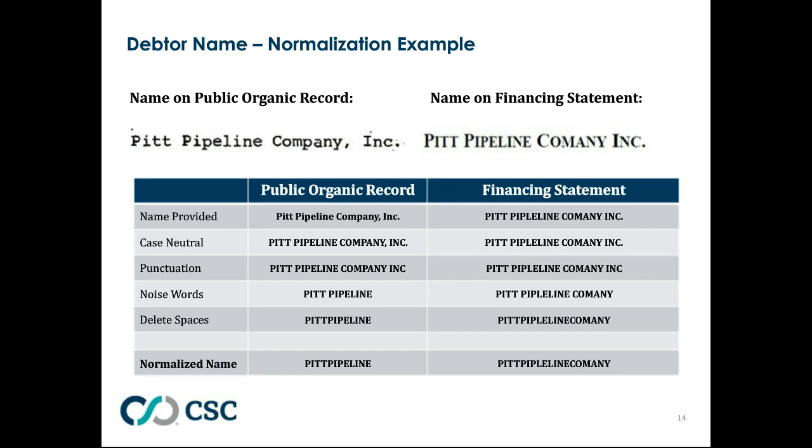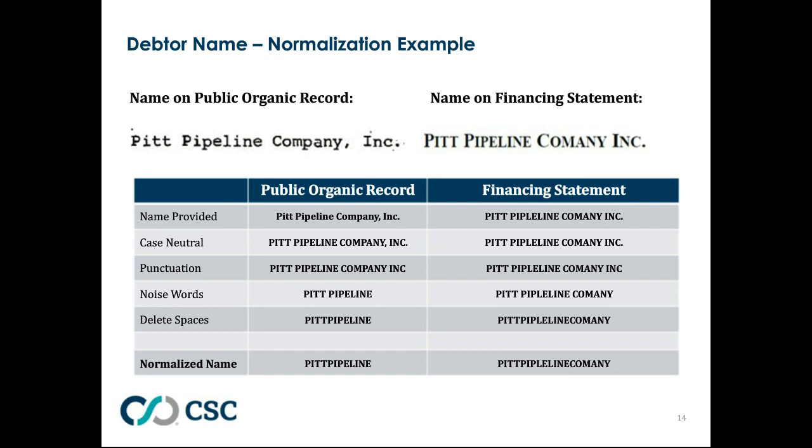Well, if we look at how these two names are normalized, you'll see the name provided. The first step is it makes it case neutral. Then it strips out the punctuation, the noise words, the deleted spaces, and you're left with the normalized name. Now, a search on Pitt Pipeline Company, Inc. is going to result in the normalization stripping out "Inc." and "company" and the punctuation and everything. But it's not going to find Pitt Pipeline Company without the P, because without the P, it doesn't say "company," and the search logic will not dismiss that as an ending noise word. So the normalized string will include that misspelled word.